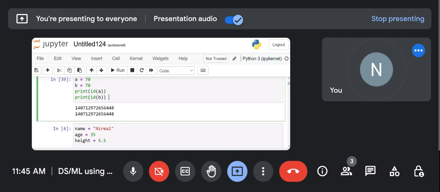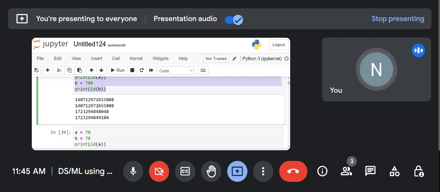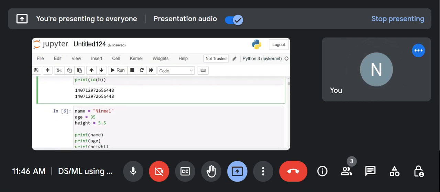Okay, but what happened here? I assigned different values, different id. If I assign the same values, same id. No need to write b equal to a. If I do write it, then obviously you know it will be the same. But the point is here, different assignments have been done, and still they are showing the same id.